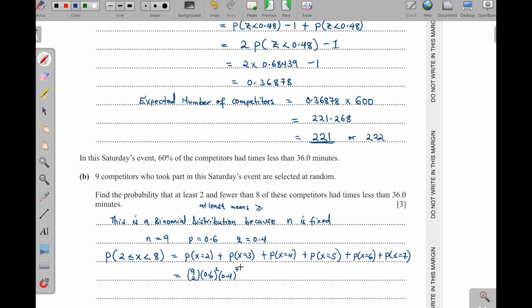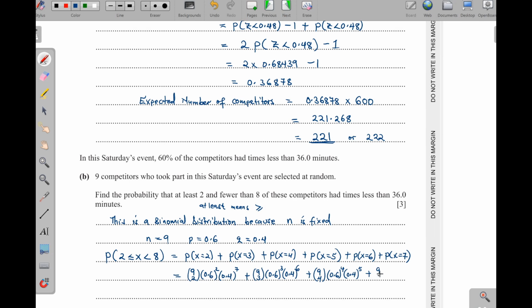This will be a 7, right? Because when you add these two, they give you the n. Then plus, we shall have, let me just duplicate this. Now I'll have 9 combination 3, then 0.6 power 3, then 0.4 power 6, then 9 combination 4, then 0.6 power 4 here, and then 0.4 power 5 here.